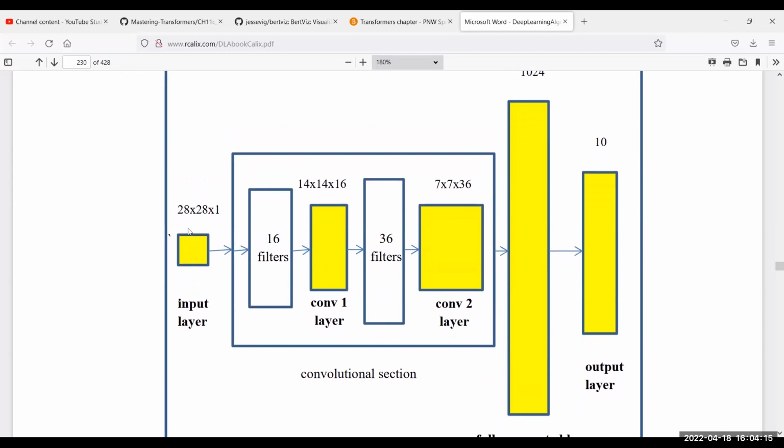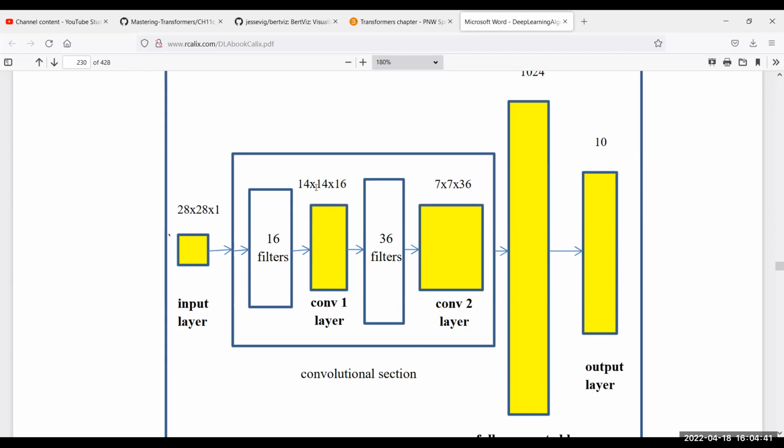So you can see here, for instance, our original image is 28 by 28 by 1. That gets passed through 16 filters. So the image gets processed by the 16 filters, and it produces a tensor that is 14 by 14 by 16, because 28 by 28 is downsampled to 14 by 14.